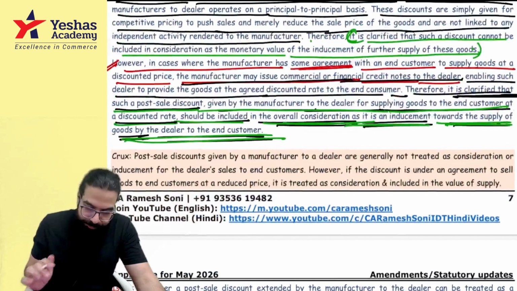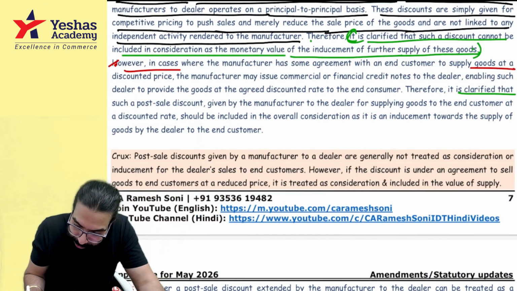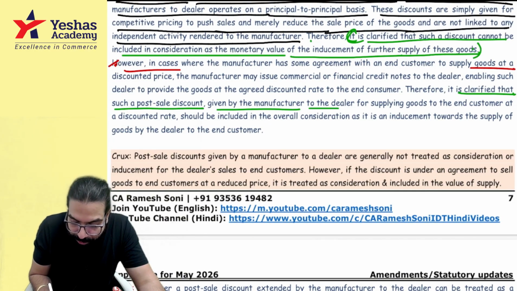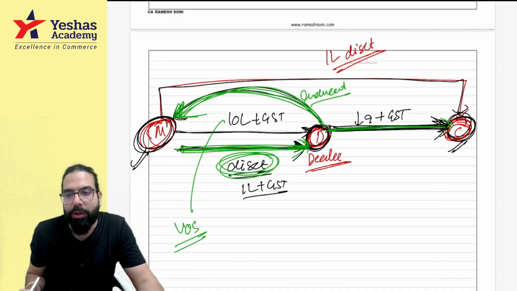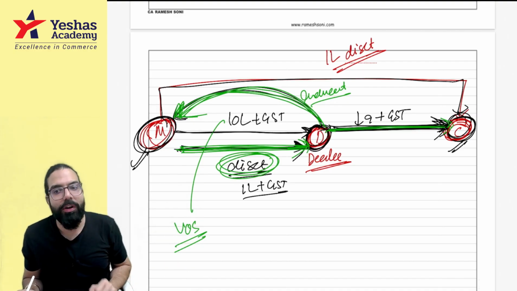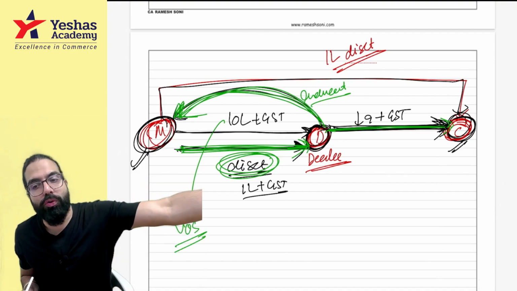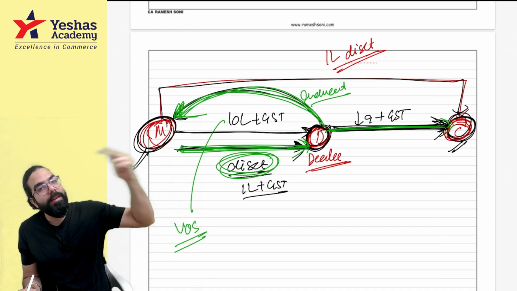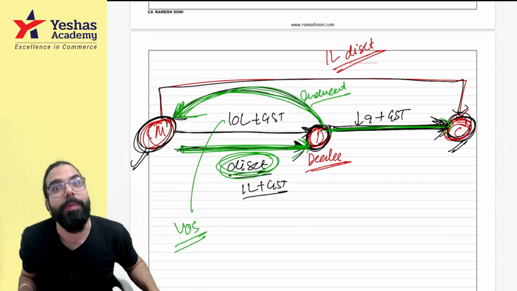That's all they've clarified. See everyone, listen. I'll read it out again with you. It is clarified that such post-sale discount given by the manufacturer to the dealer, what discount has been given is not a discount. It is actually a consideration because he sold the goods to the customer. He induced the sale, and hence when he has given me a service and I have given him 1 lakh rupees, yes sir, GST will come on that 1 lakh rupees.